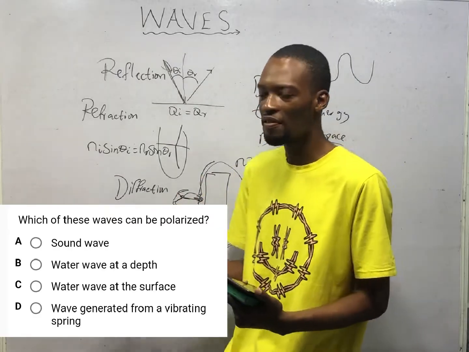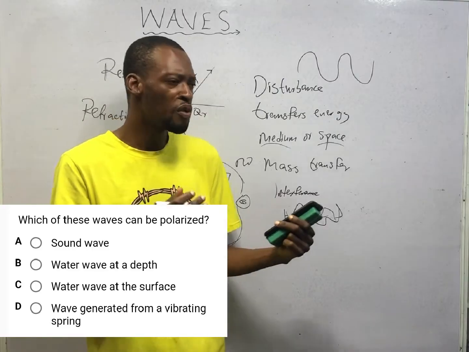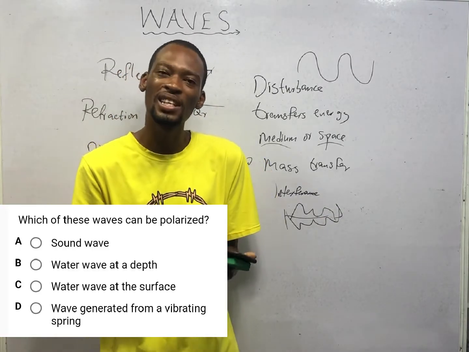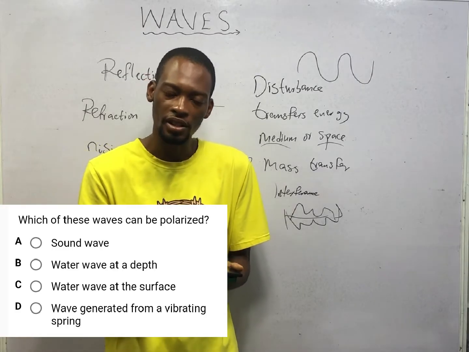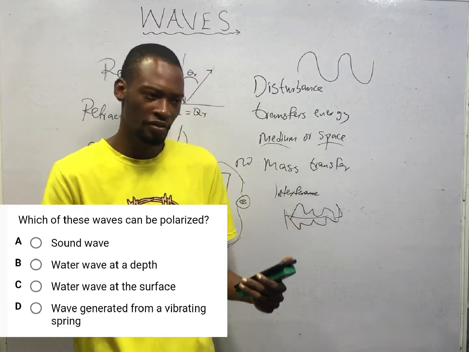The conditions for interference are, one, you must have more than one source, and two, the waves must be coherent, meaning they must have the same amplitude, frequency, and they must be in the same phase. If they are not in the same phase, they must have the same phase difference.